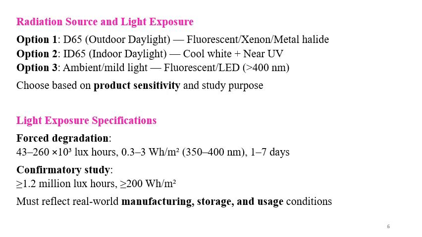Radiation source and light exposure. There are three options given in the guideline. Option 1: D65 outdoor daylight, fluorescent, xenon, metal halide. These are the lamps. Option 2: ID65 indoor daylight, cool white and near UV exposure. Option 3: ambient mild light, fluorescent or LED with less than 400 nm. Choose based on the product sensitivity and the study purpose.